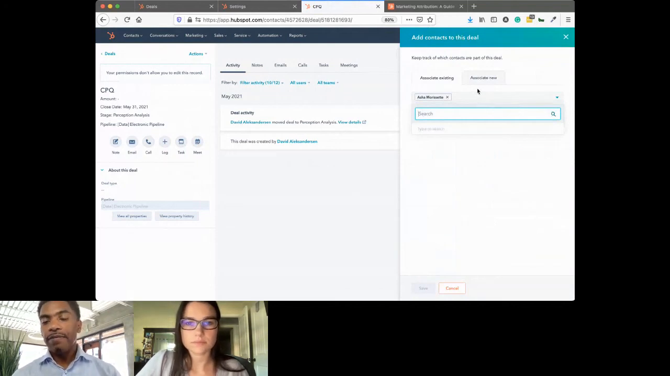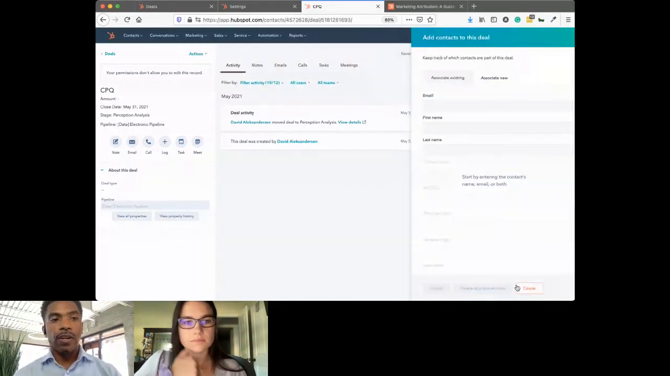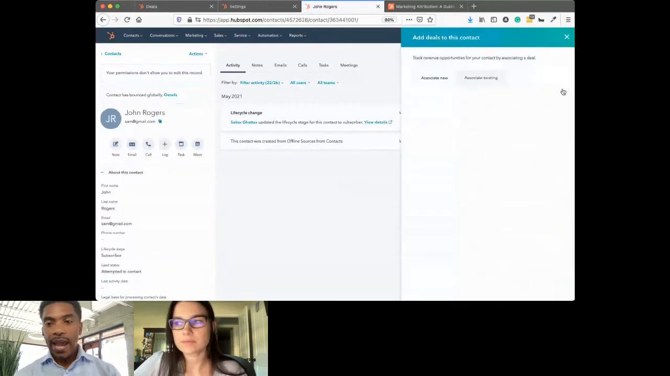It's there, but if there was one, you can do it, or you can associate a new contact. So you just would create a new one. So that's where you would do that. Of course, you can also do this from the actual contact record as well. So if you have a contact, this particular fake contact, you can see here, of course, deals, and you can just add the deal there.